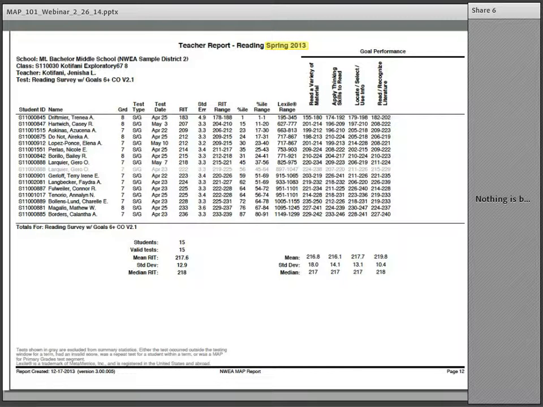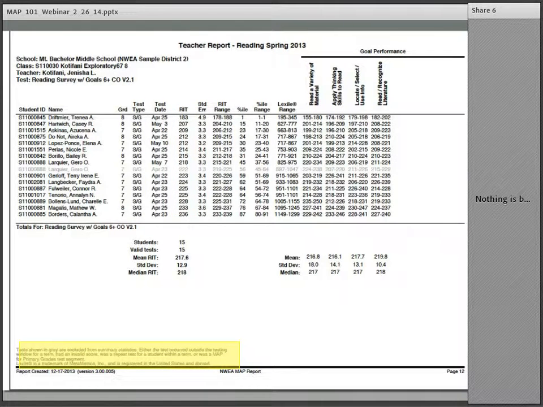This was a spring reading test that they took. That's always found up at the very top center on the page. And what's interesting about this is that if you look at this, all of these students are arranged by RIT score from the lowest score to the highest score. Now remember, that's their average for this spring reading test.